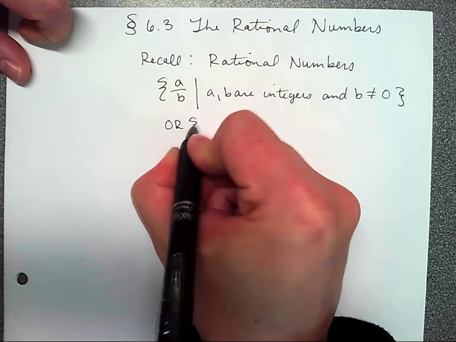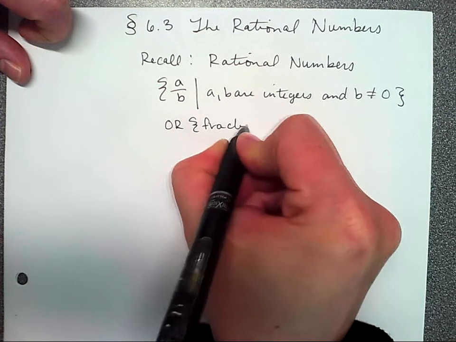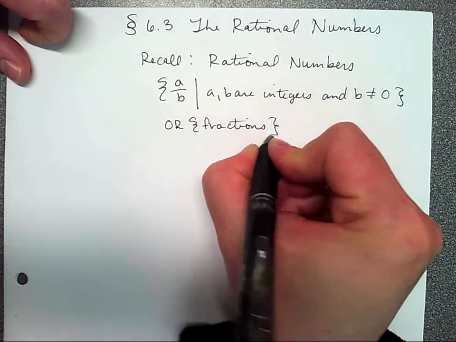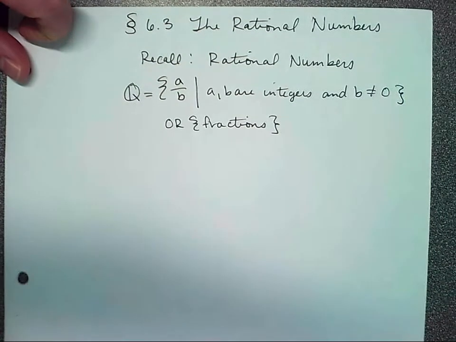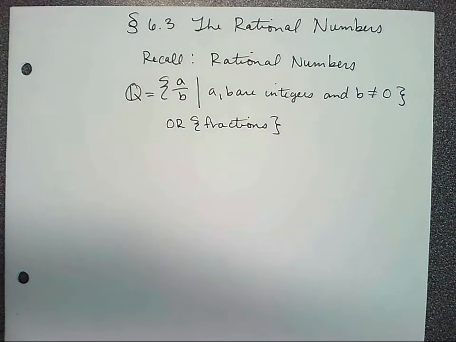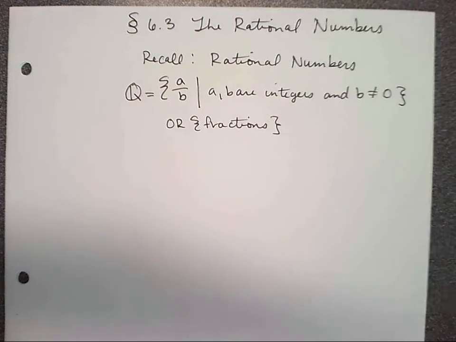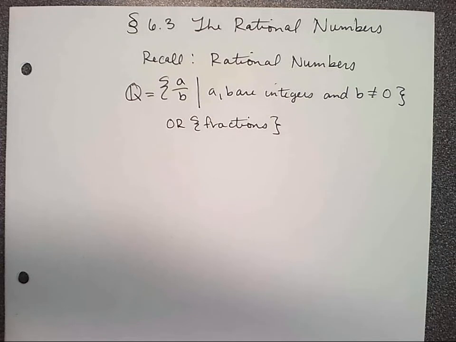So somebody said that this is fractions, right? And I usually denote the rational numbers by Q. It's a fancy math Q. So what are some numbers that are in here? Is 0.5 in here? Yes, because 0.5 can be written as a fraction, right? 0.5 is 1/2. Is 2 in here? Yes, because 2 is 2 over 1, right?